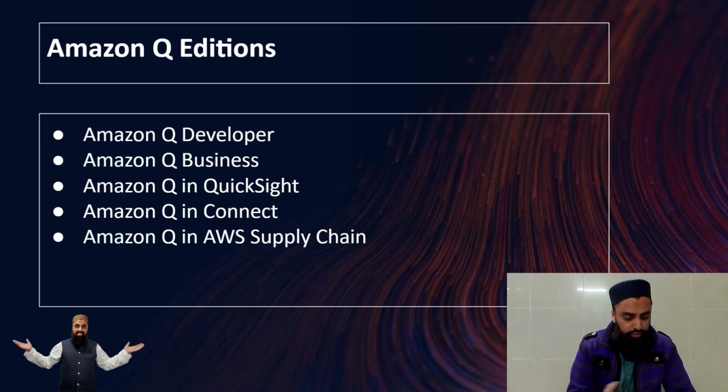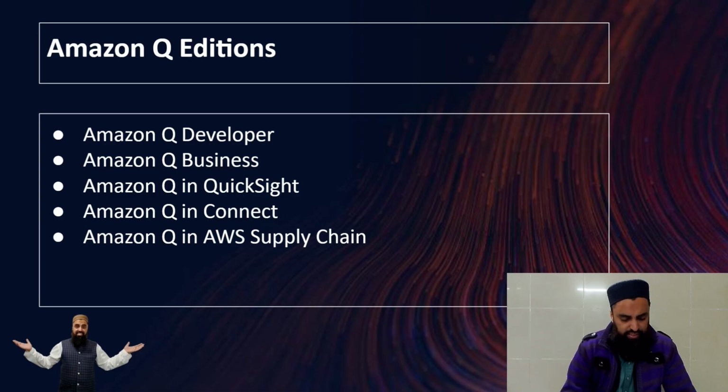And these are actually the editions: Amazon Q Developer, Amazon Q Business, Amazon Q in QuickSight, Amazon Q in Connect, and Amazon Q in AWS Supply Chain. So don't worry, we are going to have a quick look at each edition. These are the 5 editions that are offered by Amazon Q.